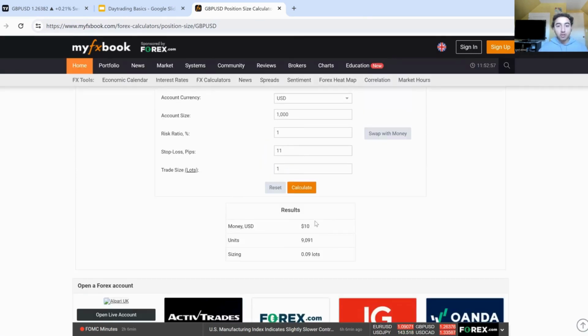So when you go into MetaTrader 4 with your trading platform, or whatever you're trading from, when it asks you for your position size, you're going to select 0.09. You're going to put that in, and then you're going to enter your position.